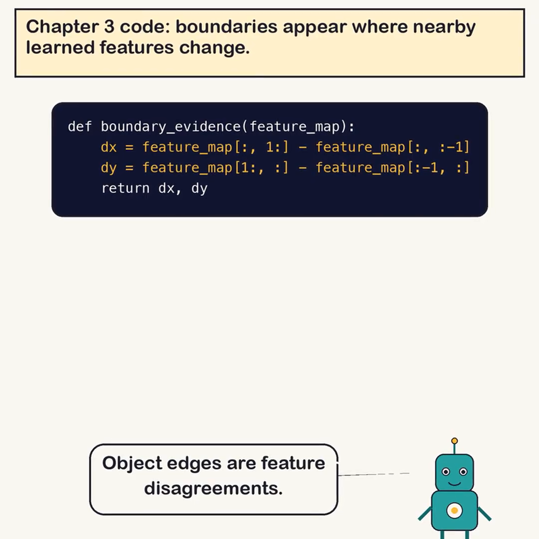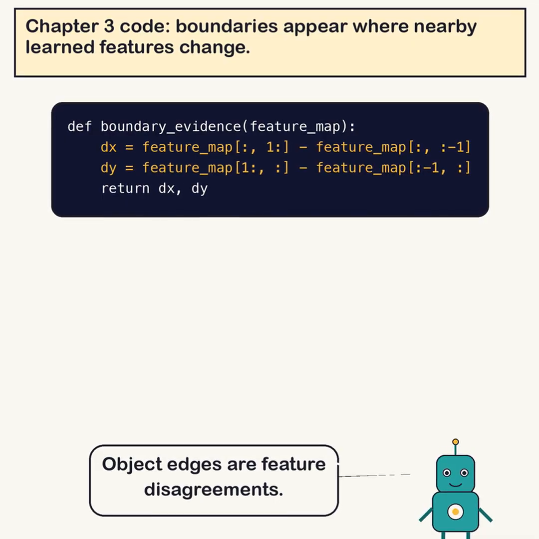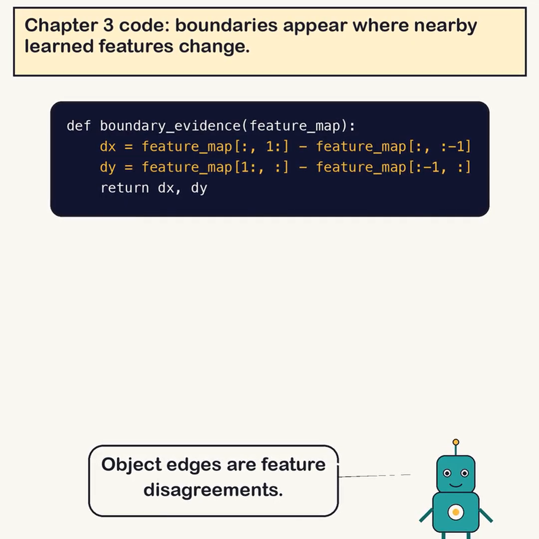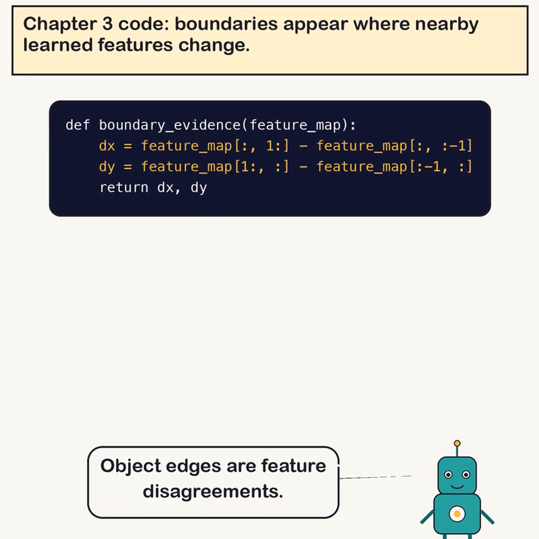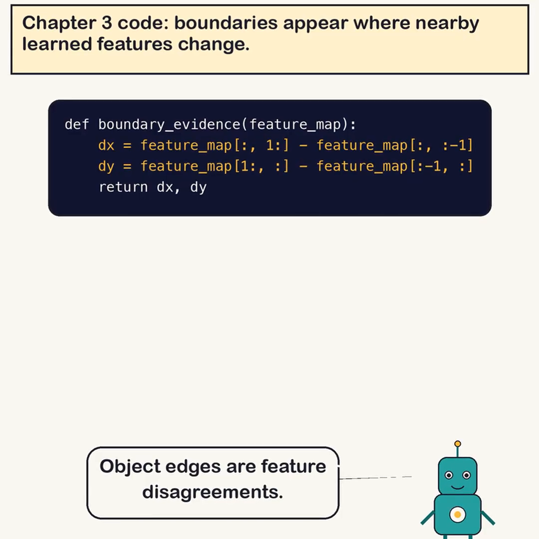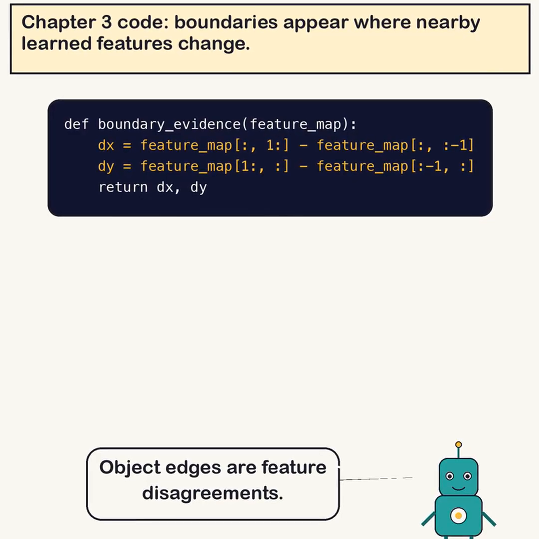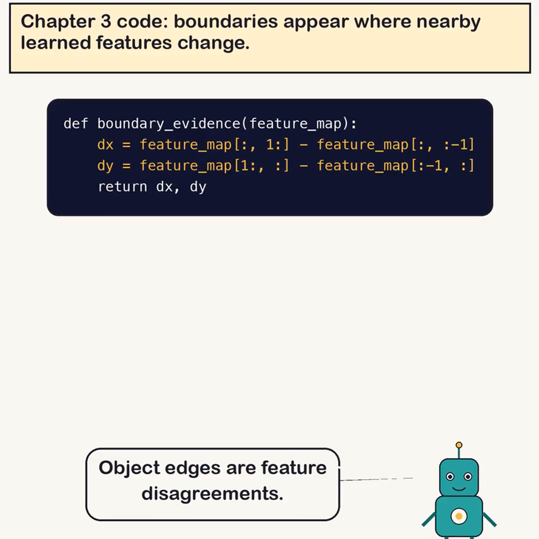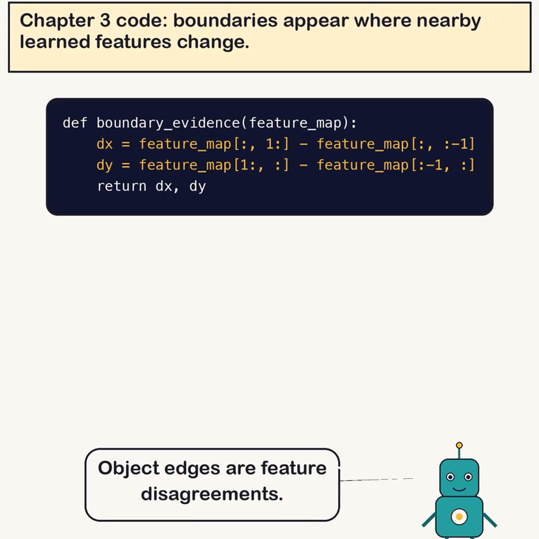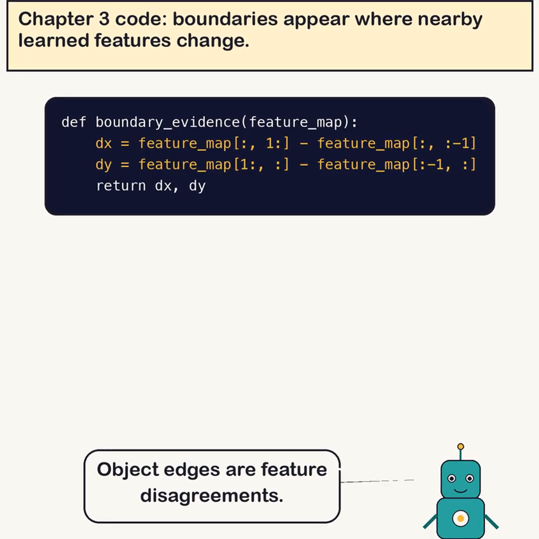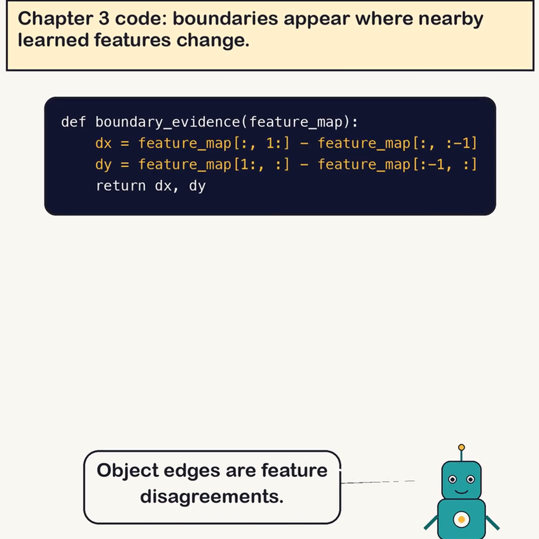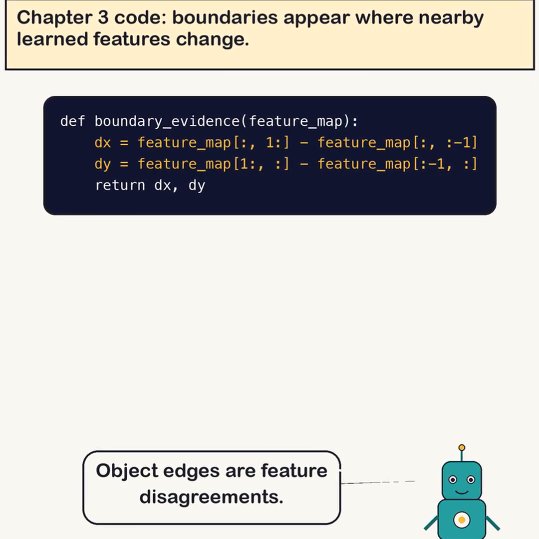Old edge detectors used intensity. Modern networks use learned features, but the logic is the same. dx and dy are tiny arguments between neighbors. When the disagreement is large, the scene may contain an object edge, a depth cliff, a shadow boundary, or an occlusion. Real-world analogy. Boundary evidence is like listening for where two neighboring witnesses disagree sharply about what they saw. Object edges are feature disagreements.